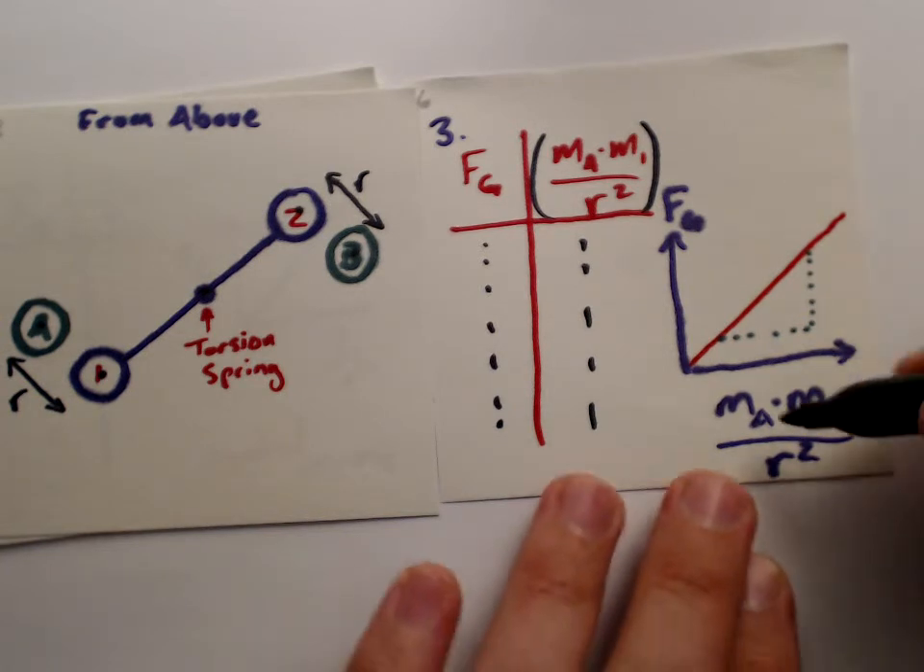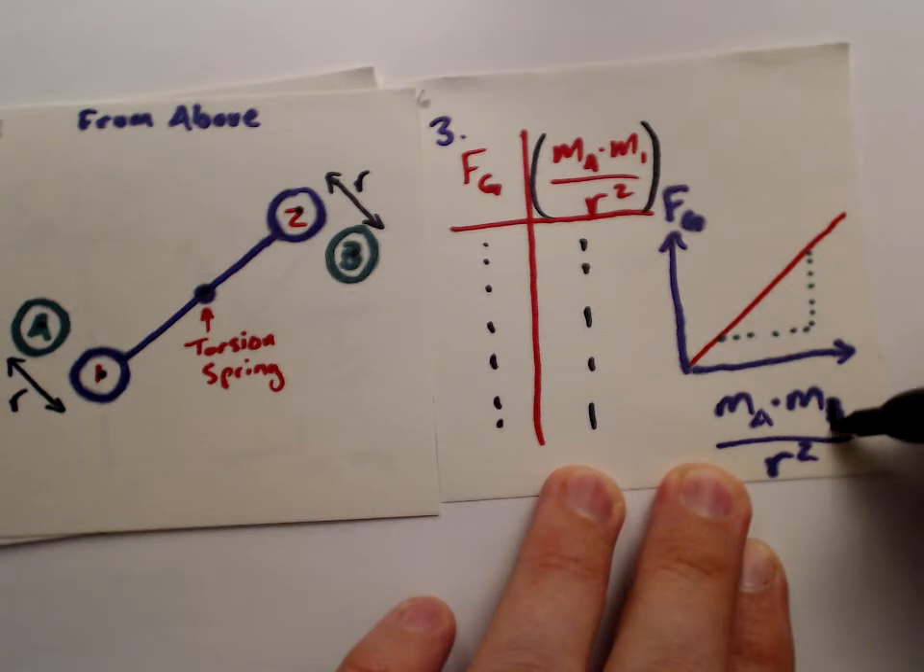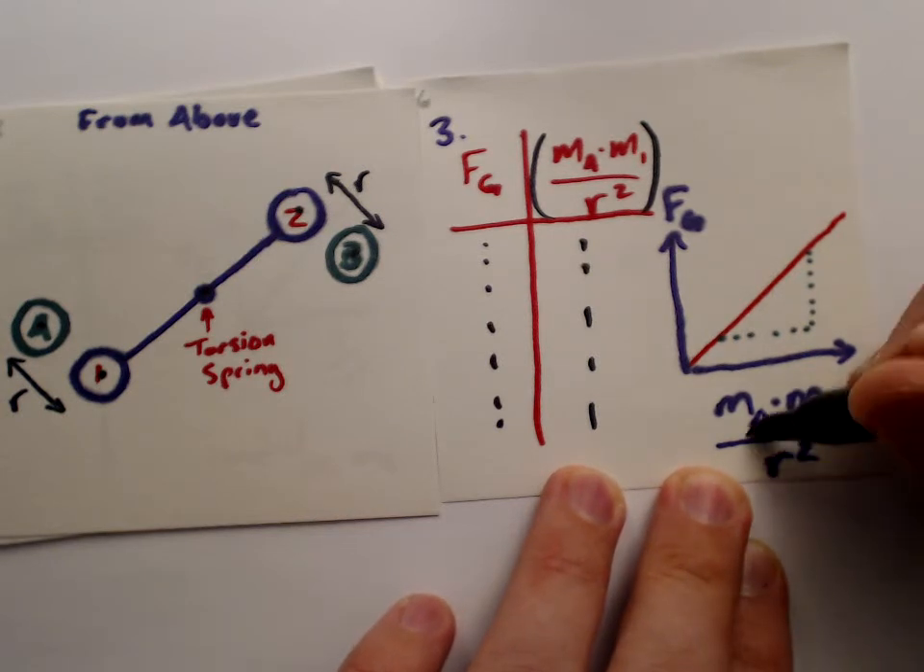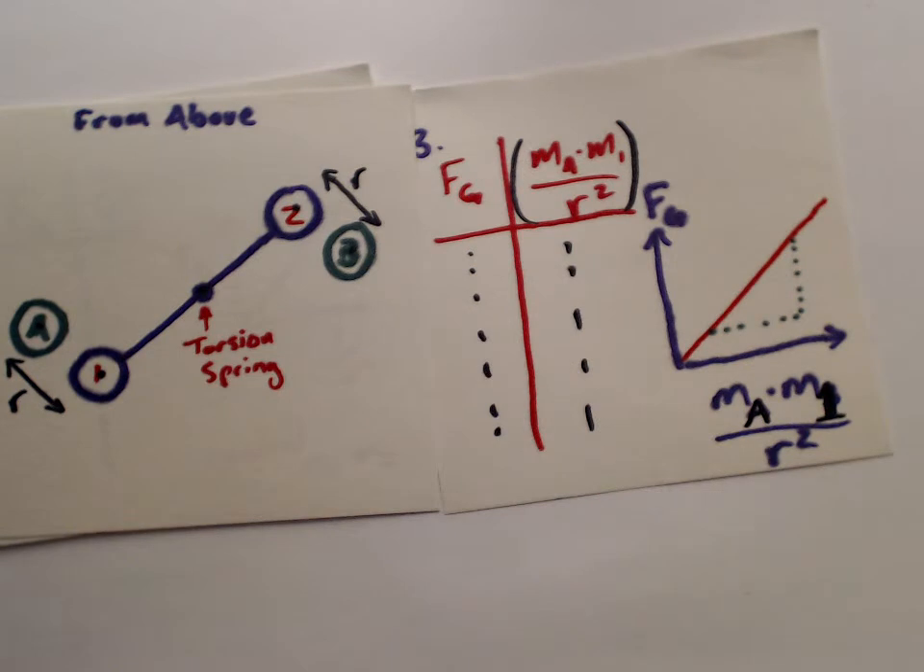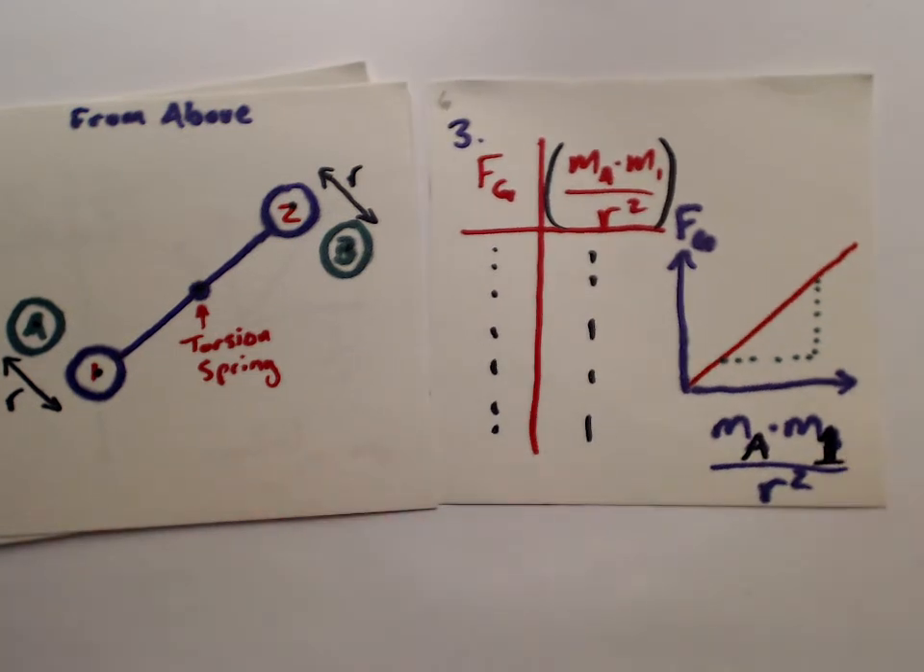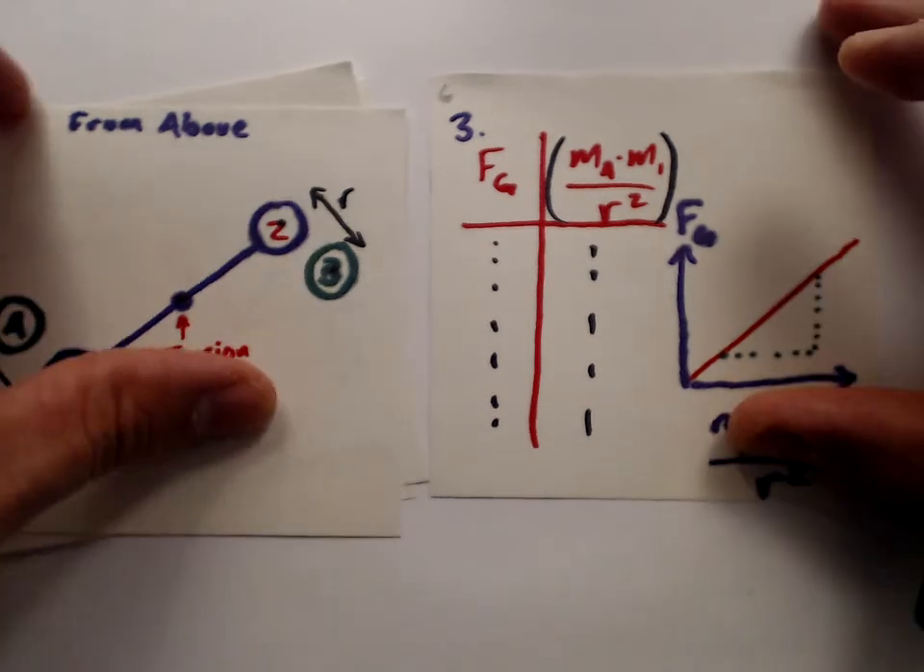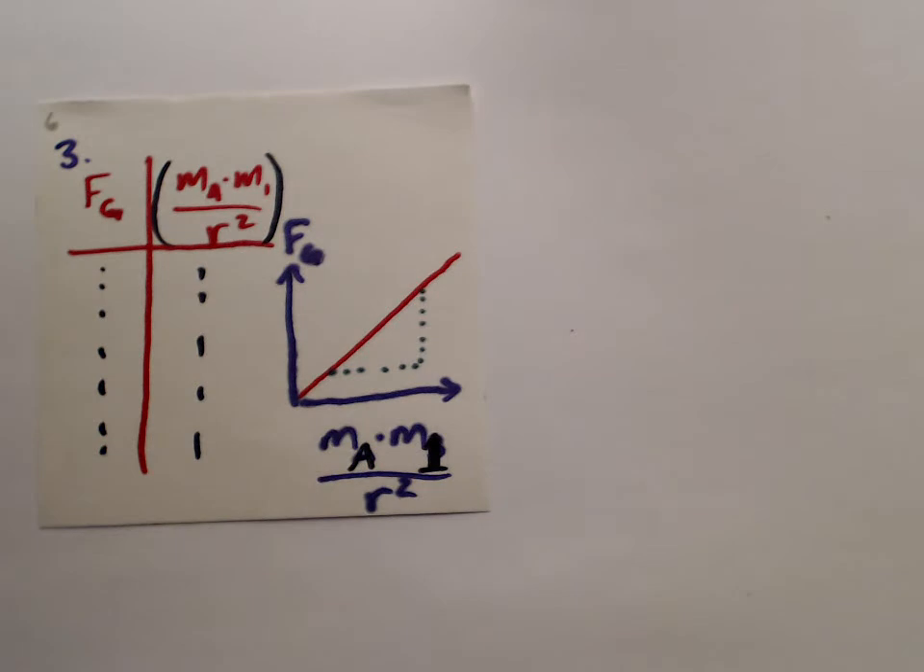Sorry, I shouldn't say mass A times mass B. Mass A times mass 1. That's the way I set this up. Mass A times mass 1 divided by r squared. Again, where r is the distance between the centers of the two masses. You say, well, great, it's a linear relationship. Well, darn right, it is great. Because let's take a look at what we can do with this.